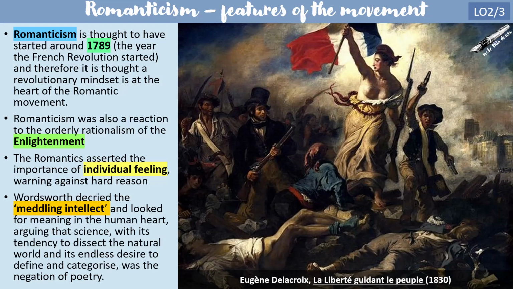Wordsworth in particular decried the meddling intellect and looked for meaning in the human heart, arguing that science, with its tendency to dissect the natural world and its endless desire to define and categorise, was the negation of poetry.